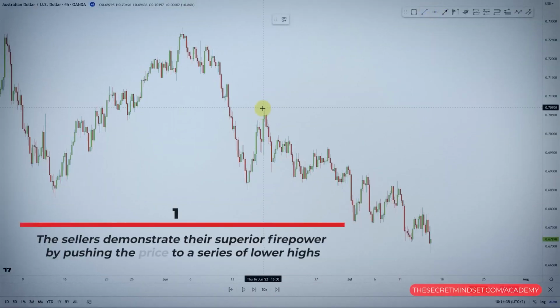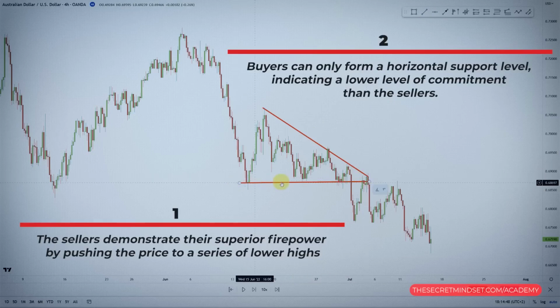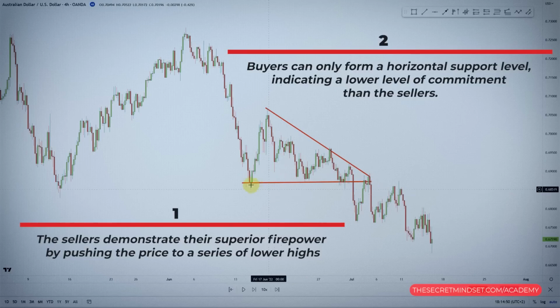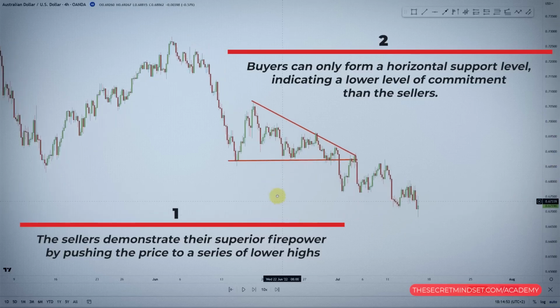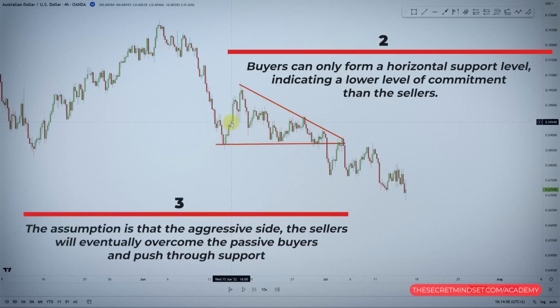This is the inverted version of the ascending triangle. In this case, the sellers demonstrate their superior firepower by pushing the price to a series of lower highs. Meanwhile, buyers can only form a horizontal support level, indicating a lower level of commitment than the sellers. The assumption here is that the passive buyers will eventually be overrun by the aggressive sellers. This bearish pattern is considered more effective when it appears within an overall downtrend, although this is not a requirement.